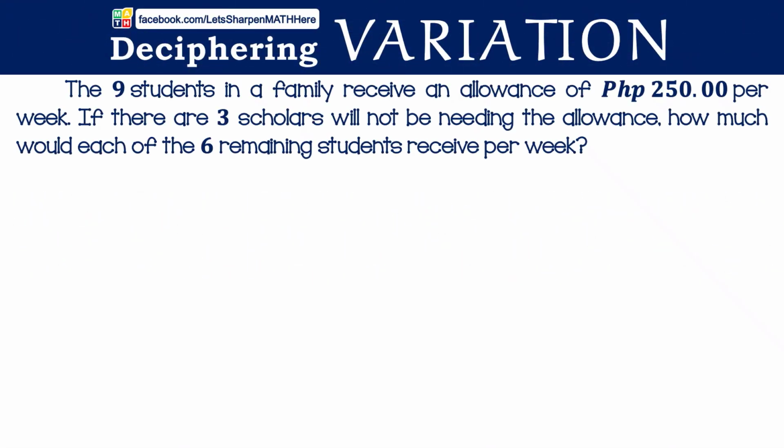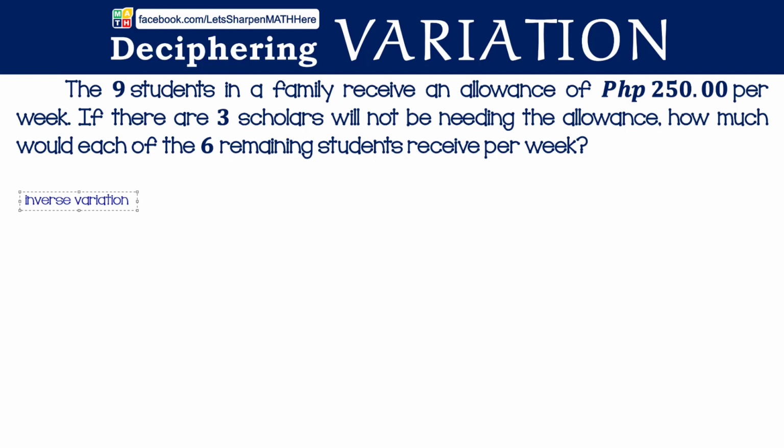9 students in a family receive an allowance of 250 pesos per week. If there are 3 scholars and will not be needing the allowance, how much would each of the 6 remaining students receive per week? This is an example of an inverse variation, looking into the relationship of the number of students in a family who would be needing the allowance and the allowance that they would be getting depending on the number of distributions.